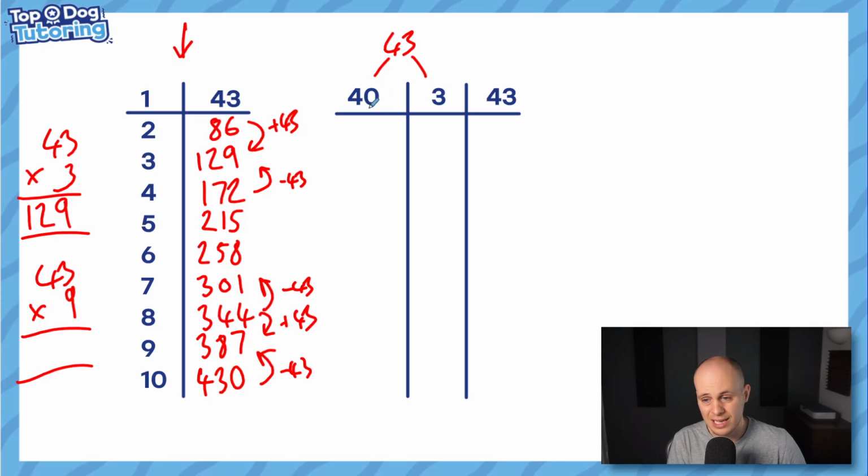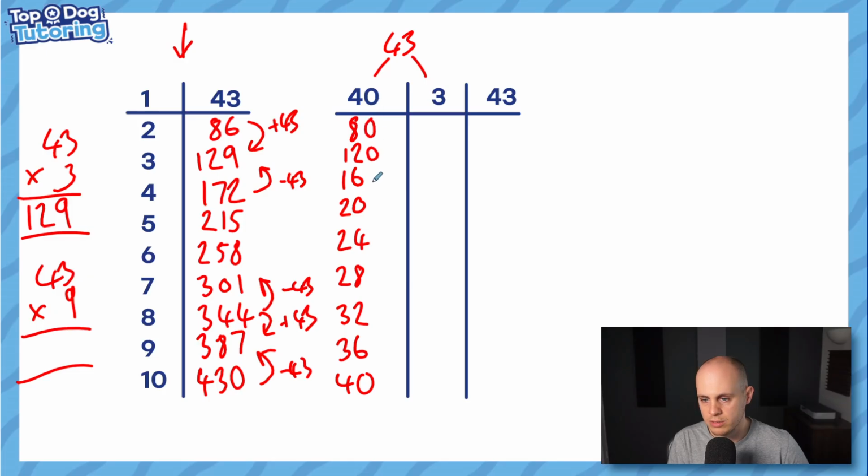So the 40 times table is quite simply the 4 times table, but with a 0 on the end. So let's just do the 4 times table, and then we'll put the zeros on the end. Okay, 16, 20, 24, 28, 32, 36, and 40. Let's go ahead and put our zeros on to make it the 40 times table, not the 4 times table. So there's the first bit done, nice and simple. And on this one, we're going to do the 3 times table.